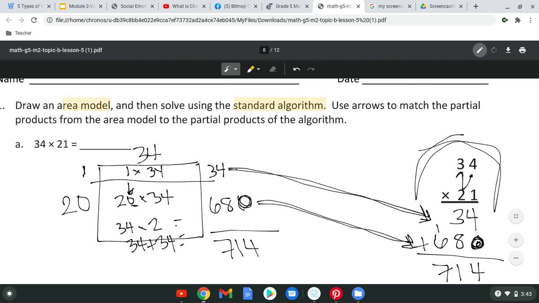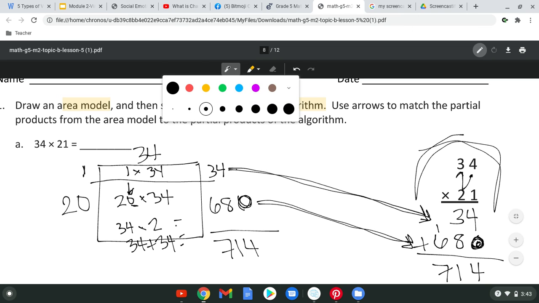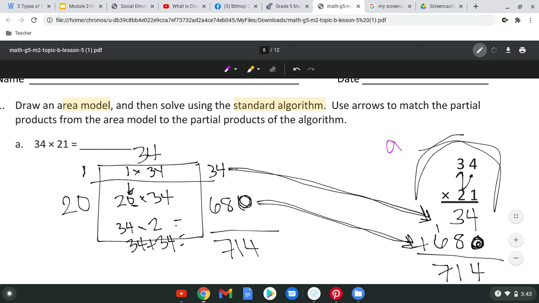All right, so use the arrows to match the partial products from the area model to the partial products of the algorithm. Let me change my color here. This is an algorithm, if you guys have forgotten. This is an algorithm. And this over here is an area model.